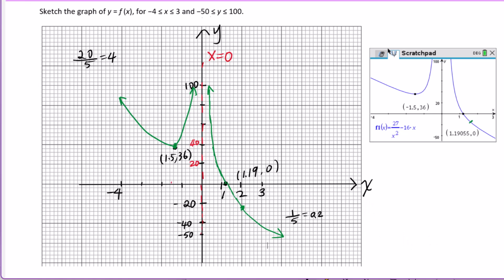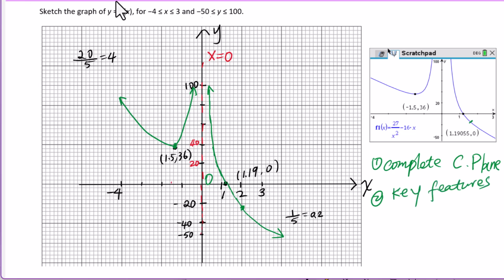When you sketch the graph, remember, first, a complete coordinate plane, which means origin, x, y, and scales. Second, key features required for this graph. The third, a smooth and correct shape of the graph.